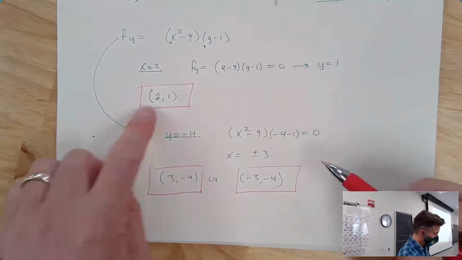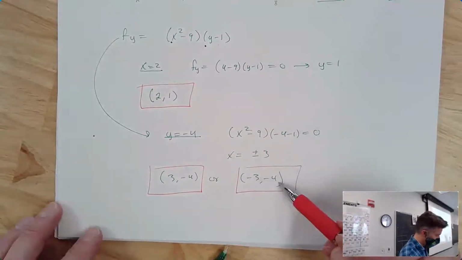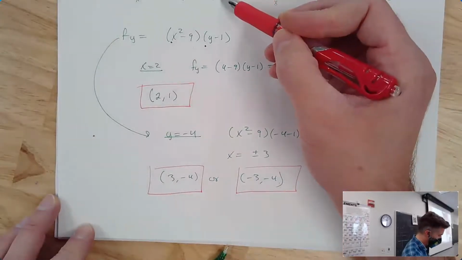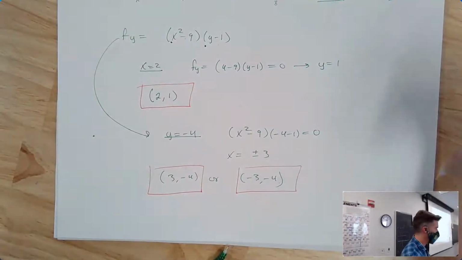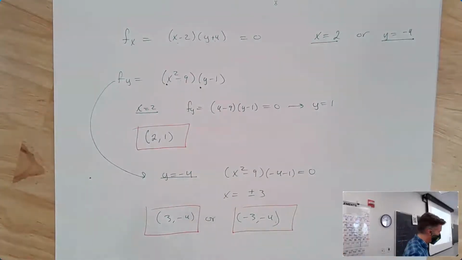If you plug in 2, 1, you get 0 here, you get 0 there. Done. You plug in negative 3, negative 4, you get 0 there, you get 0 there. They're both equal to 0. Typically, when you're trying to find where these partials are equal to 0 simultaneously, it's a process of setting all the factors equal to 0, and then seeing, if I make this factor 0, what does the other partial have to be? If I make this factor equal to 0, what does the other partial have to be?